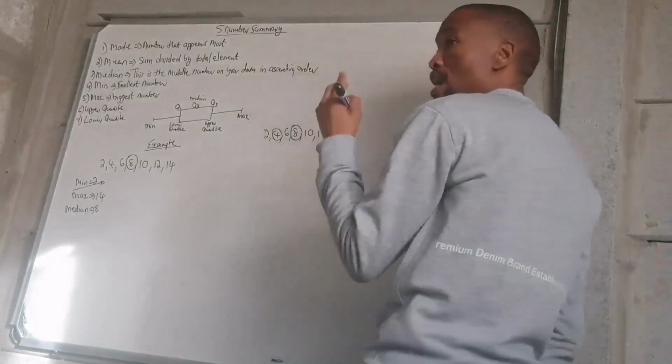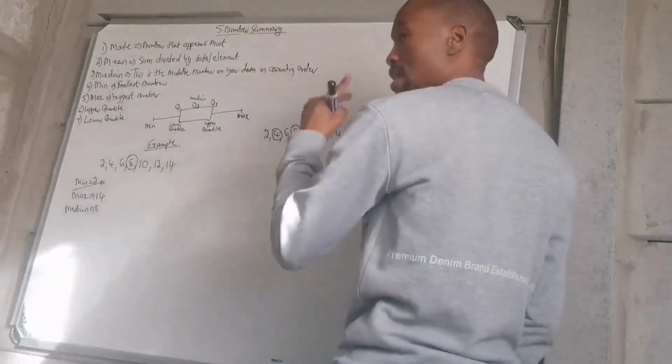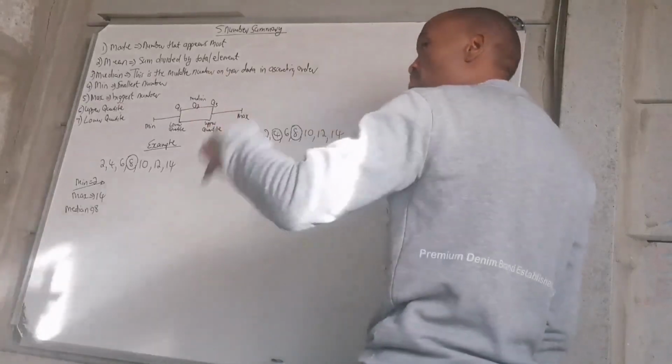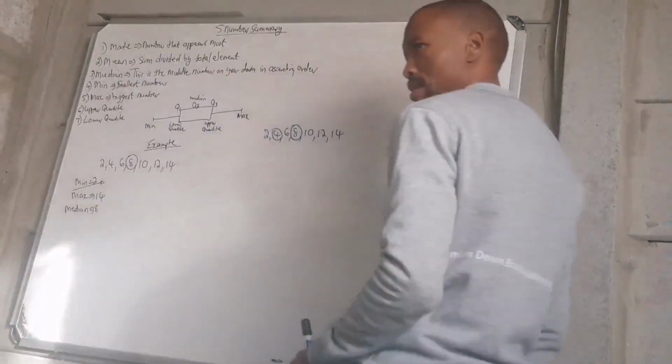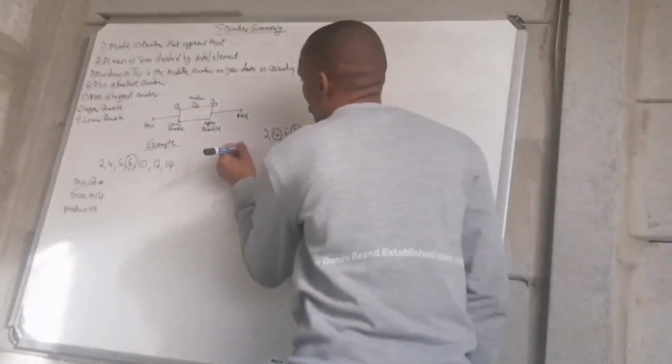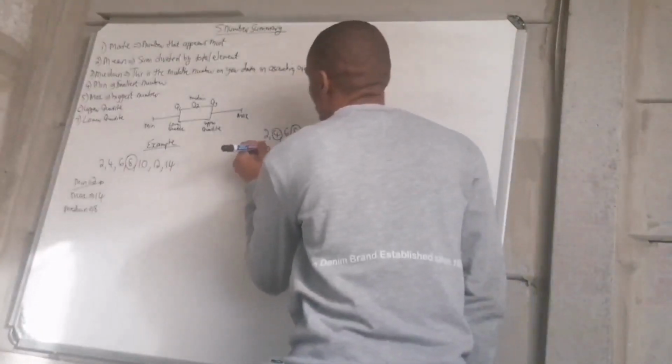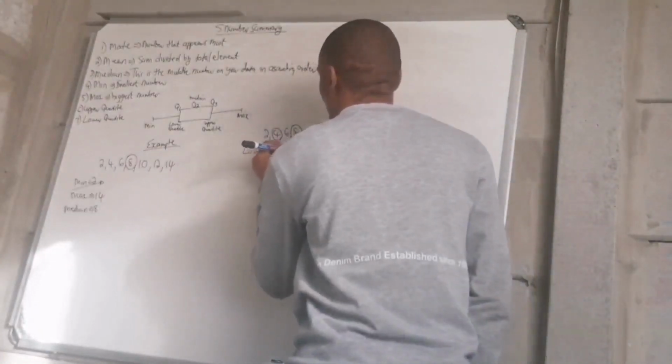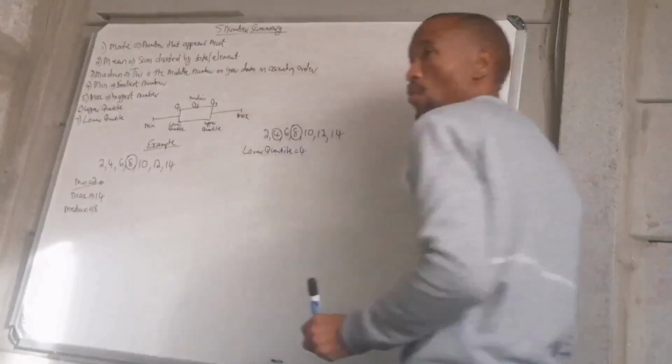How do you do it? You take those two numbers, add them, then divide by 2. The value you get becomes your Q1. So that is how you find the lower quartile.